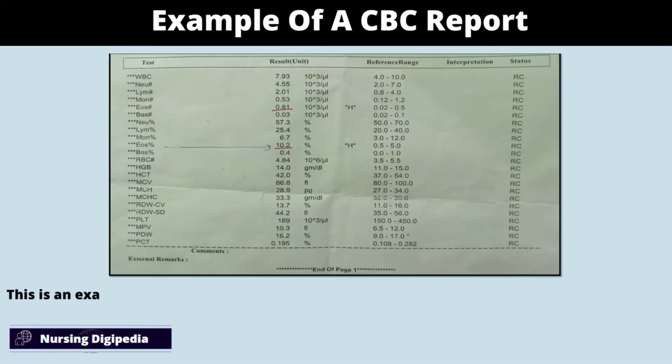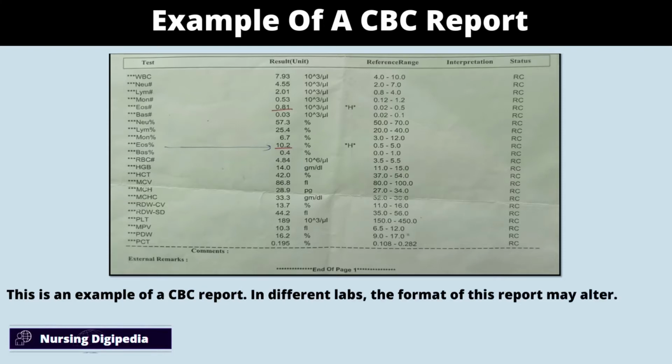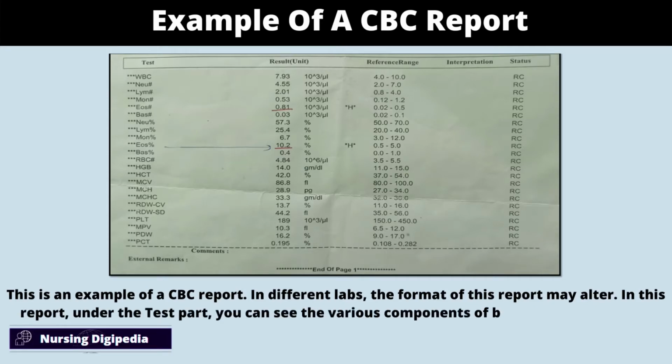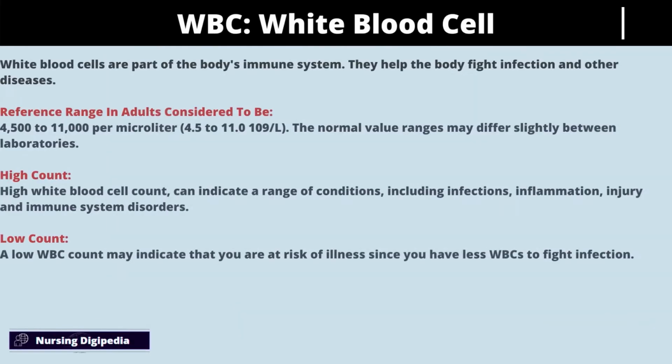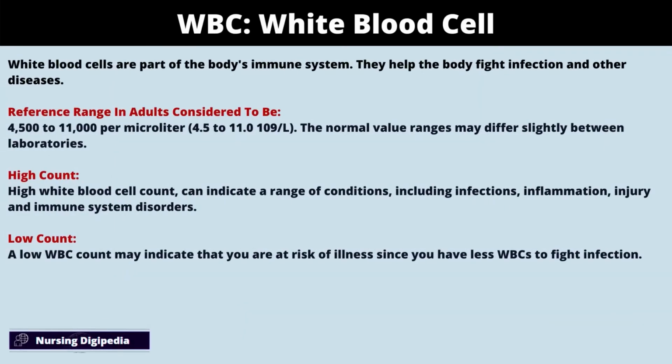This is an example of a CBC report. In different labs, the format of this report may alter. In this report, under the test part, you can see the various components of blood followed by test result and reference range. WBC stands for white blood cell.